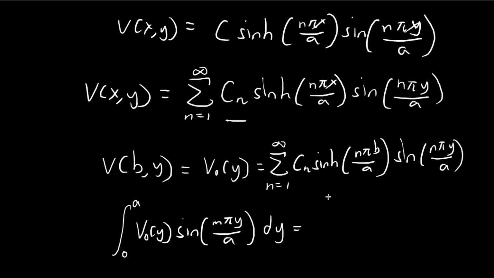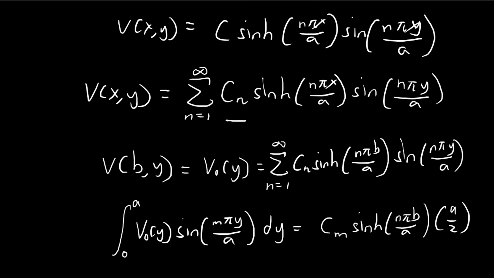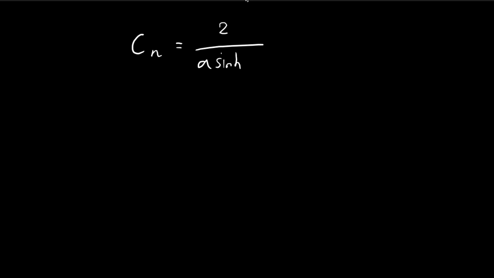So on the left-hand side, we get this. On the right-hand side, thanks to Fourier's trick, we know that all the terms are going to be equal to 0 when n is not equal to m. And so the only surviving term is the term that's equal to m. So on the right-hand side, we get something like this. These terms stay because they're constants, and then the integral will give us a over 2. And so you see that our constant c, now I'm going to use the n for the index because I like using n, is actually given to us by this expression.